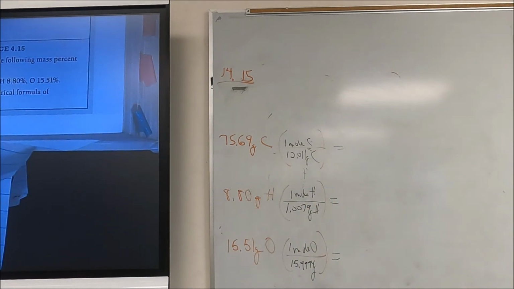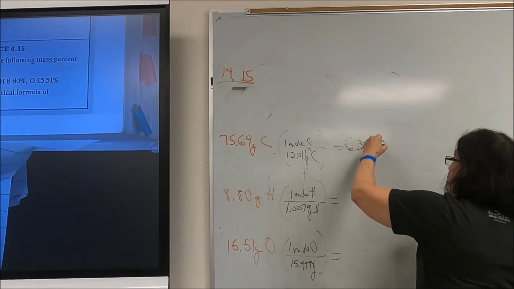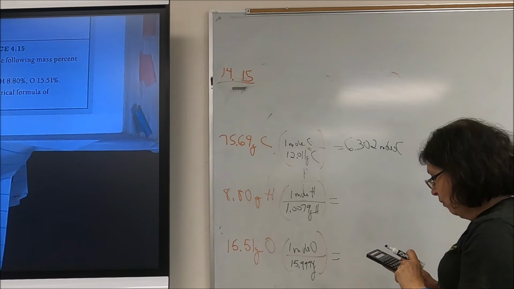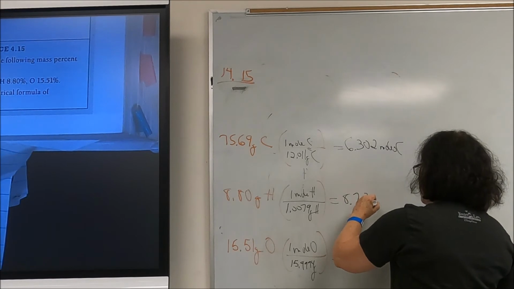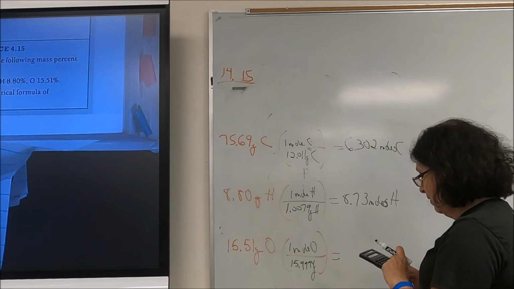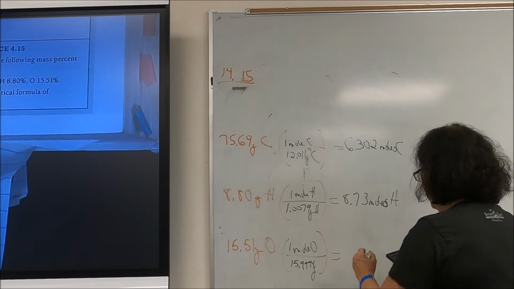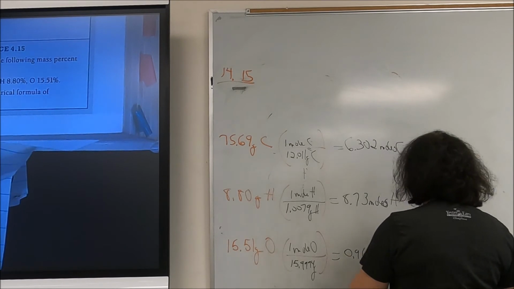So let's start doing our math. 75.69 divided by 12.011 gives me 6.302 moles of carbon. 8.80 divided by 1.0079 gives me 8.73 moles of hydrogen, and 15.51 divided by 15.9994 gives me 0.969 moles of oxygen.